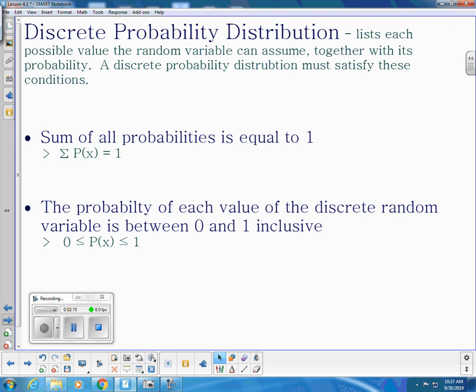And again, some of this is common sense. If you're looking at the complete distribution, all of the probabilities must equal 1. The probability of each value in the discrete distribution has to be between 0 and 1 inclusively. So when you're looking at a distribution, all the probabilities should add up to 1. That means they're all included. And none of them can be negative or greater than 1. It has to be between 0 and 1 inclusively.